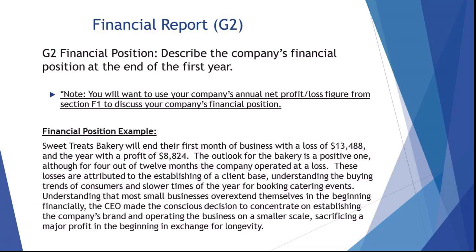You can see on this slide an example from our Sweet Treats Bakery, where they end their first month with a loss of $13,488, but they have a profit at the end of the year of $8,824. They discuss how their outlook is positive, even though they had several months of losses, and they discuss why those losses occurred within the business's first year. Now, this is a great spot, if your company did end up with an overall net loss, to discuss what that loss means for your company going forward and when your company expects to be profitable in the future.